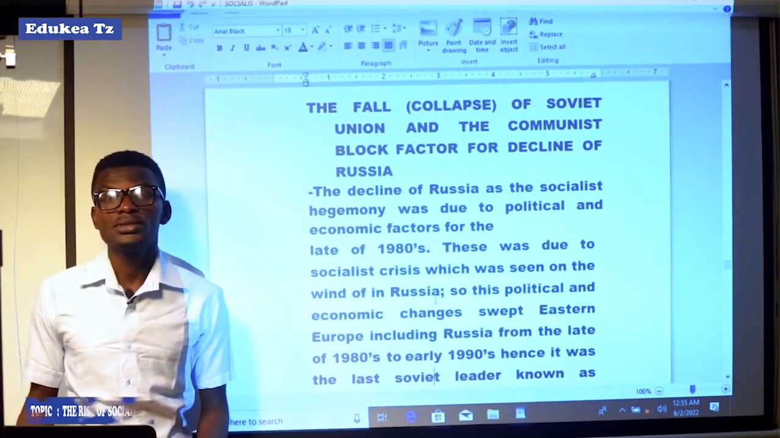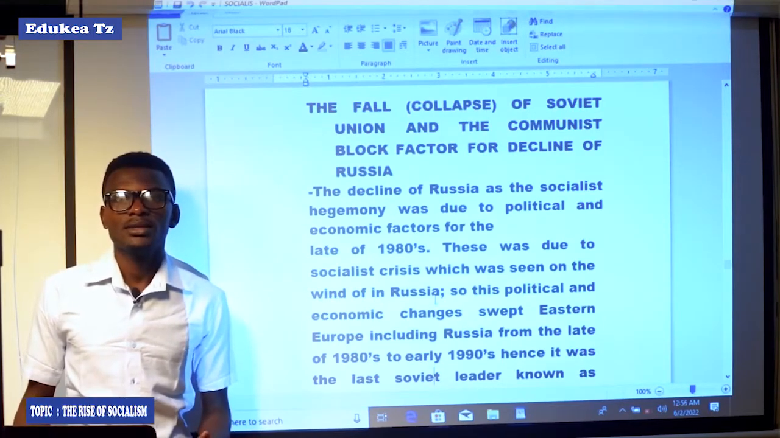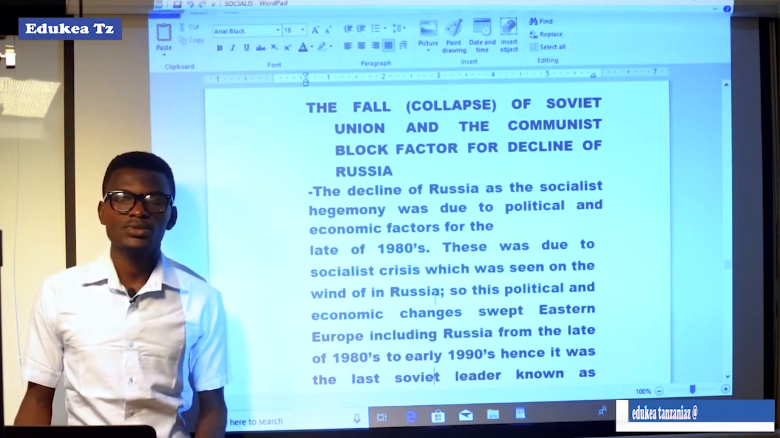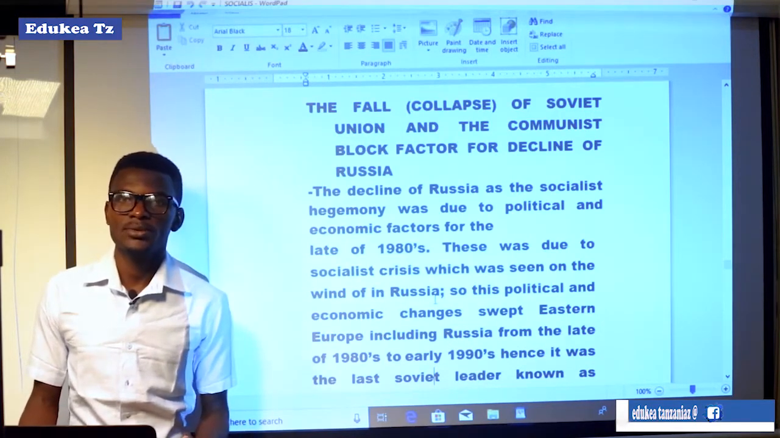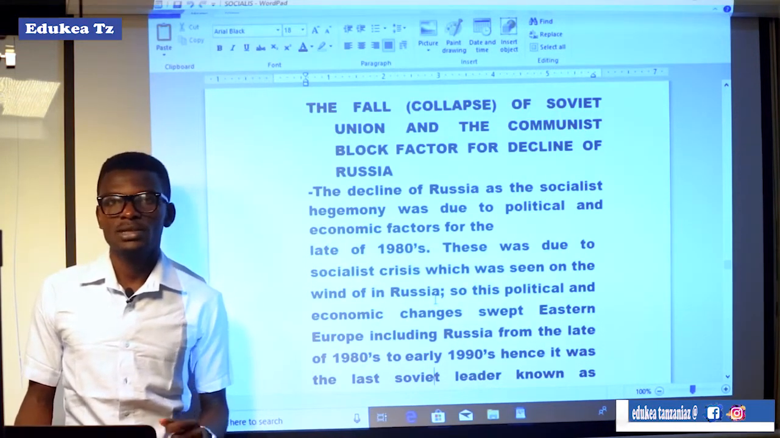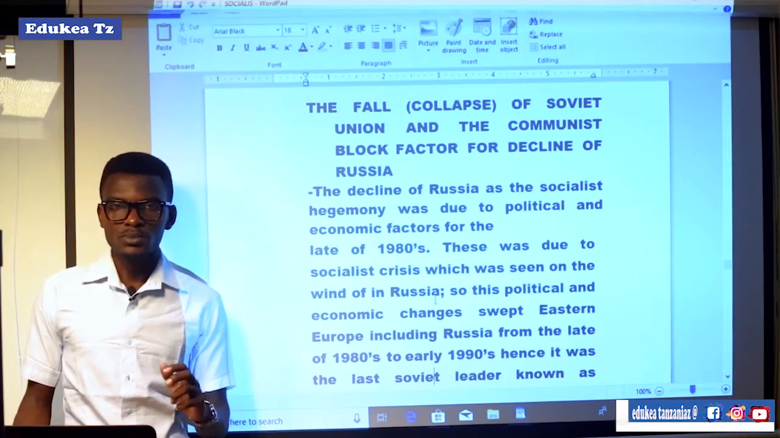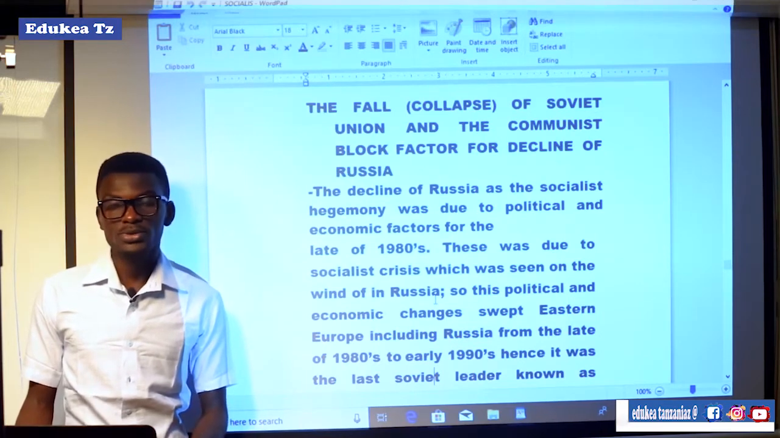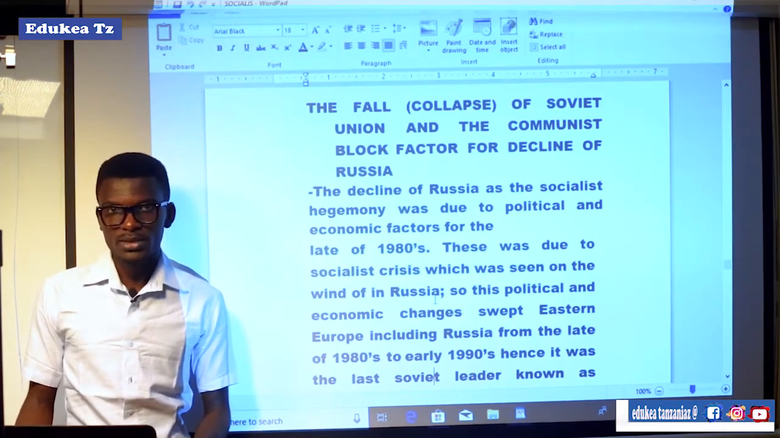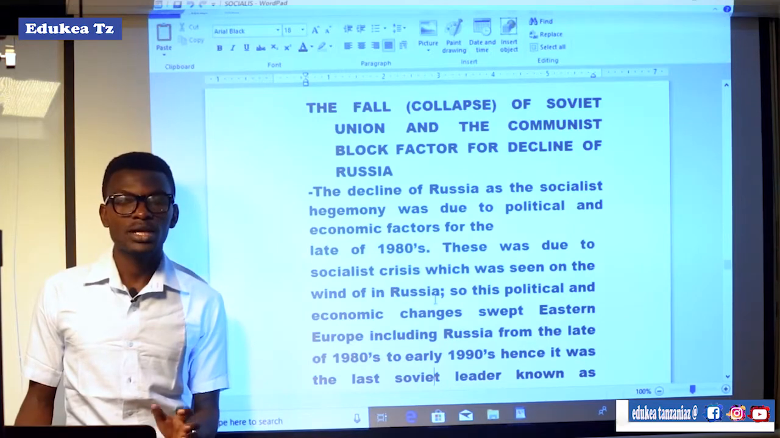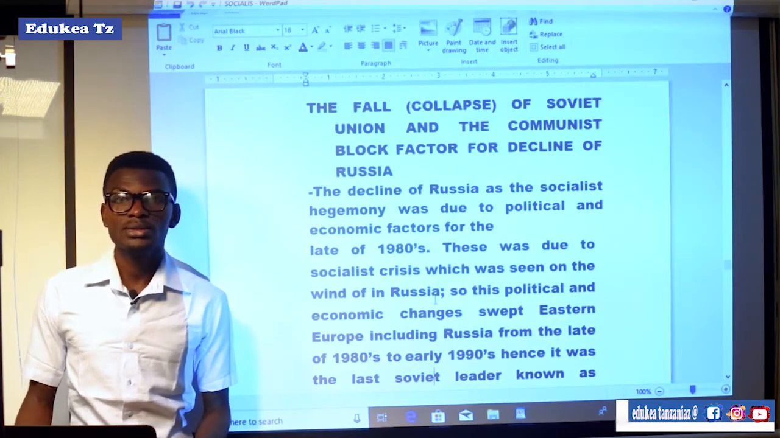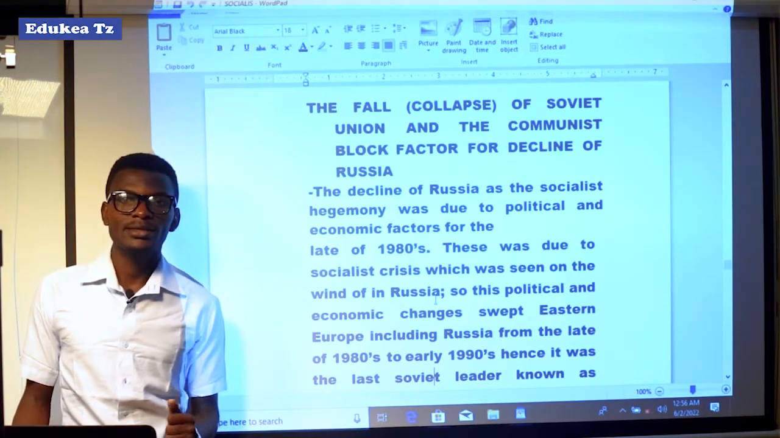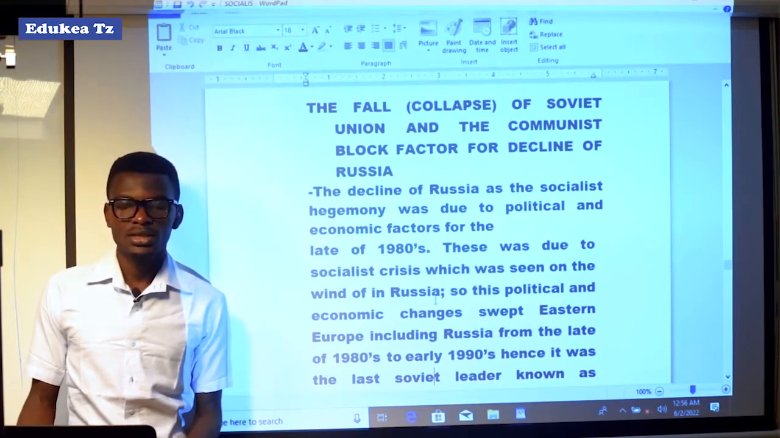We are proceeding with our topic, which is the rise of socialism. As you remember, students of Form 6, in the last session we ended on the significance of the Russian Revolution of October 1917. We ended on the reasons that gave rise to the USSR as the leading socialist country in the world.